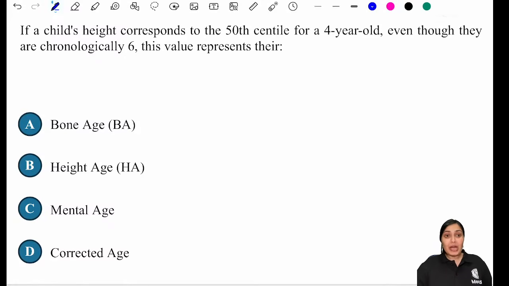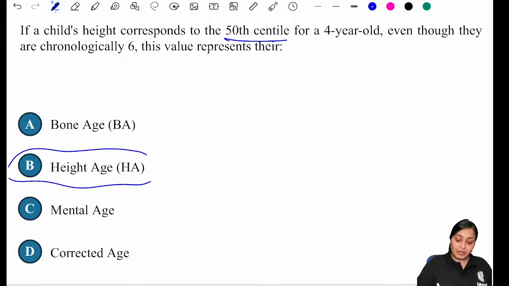So this question asks, if a child's height corresponds to the 50th centile for a 4-year-old, even though the child is chronologically 6, this value represents what? So they are saying the child's age is 6 years of age. That means if today is 2026, the child must have been born in 2020, right? So 6 years of age, but the height seems to be that of a 4-year-old. So this value represents nothing but height age.